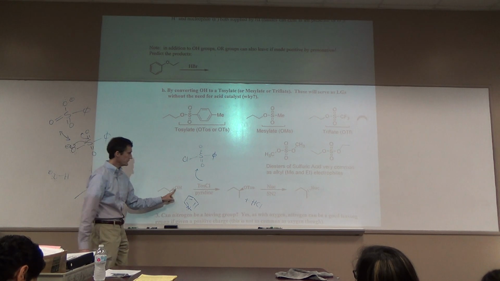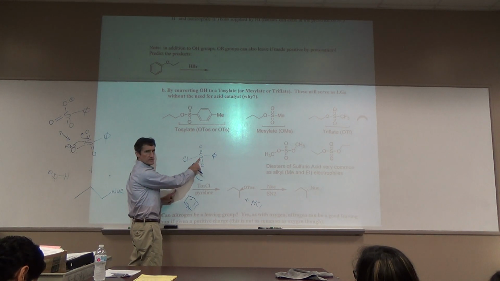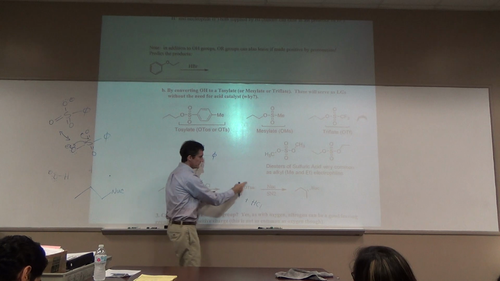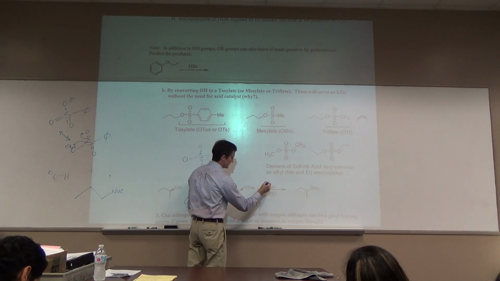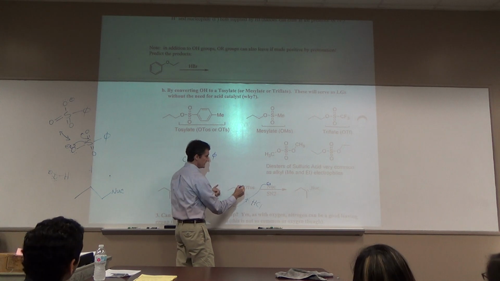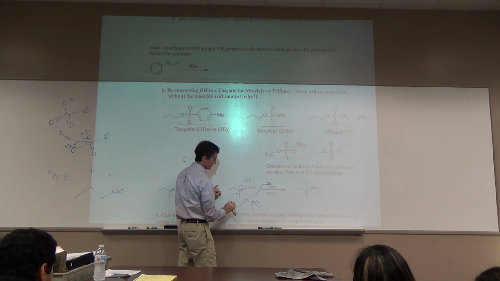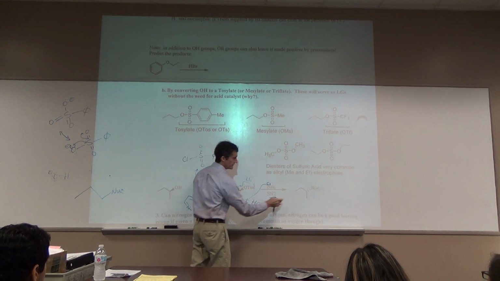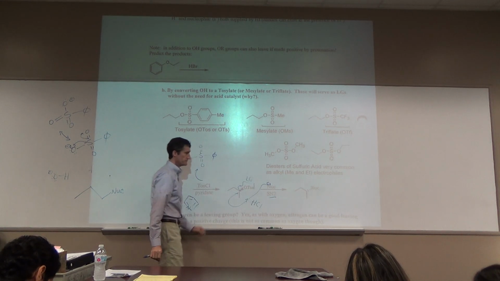It is a substitution reaction, but it's not SN1 or SN2. Okay? Once you get your tosylate made, then you bring in your nucleophile and you can kick off the tosylate, the LG, right? Kick it off. Of course, if you're doing SN2, you're going to get inversion, and now it would be inverted.